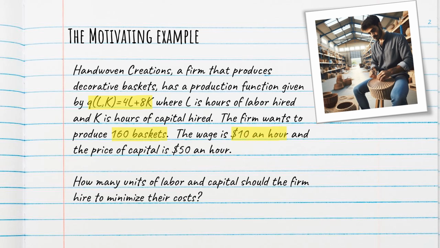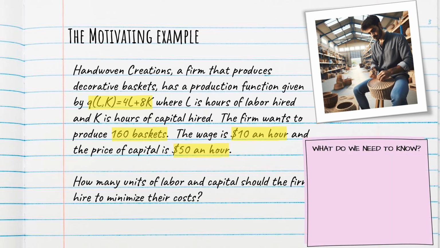The current wage is $10 an hour, and the price of capital is $50 an hour. Our goal is to find how many units of labor and capital the firm should hire in order to minimize their costs. What do we need to know in order to solve this question? We need a production function, an output goal, and input prices for labor and for capital.